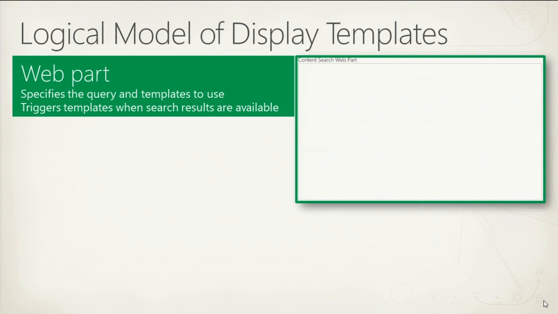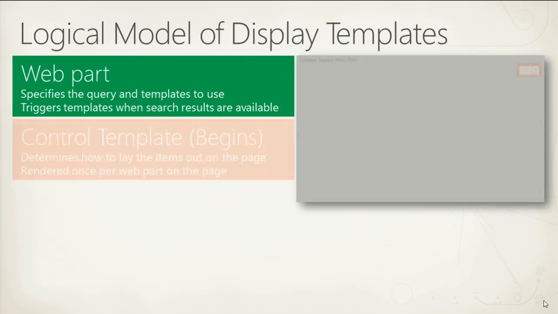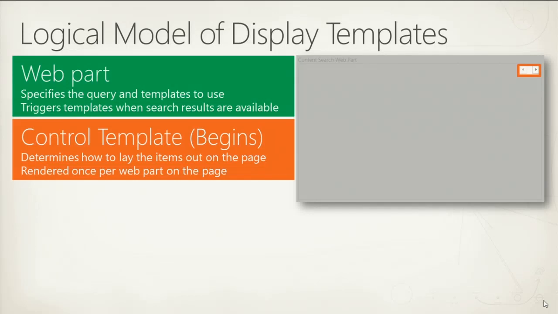The web part's going to get loaded with the page. So for each web part you put on, you're going to get the web part itself loading. You're not really going to need to do any customization of the web part itself throughout the process that we're going to talk about. The next part is what we call the control template. And the control template is really what determines the layout of the items on the page. So in this case, you can see I've highlighted the paging controls.